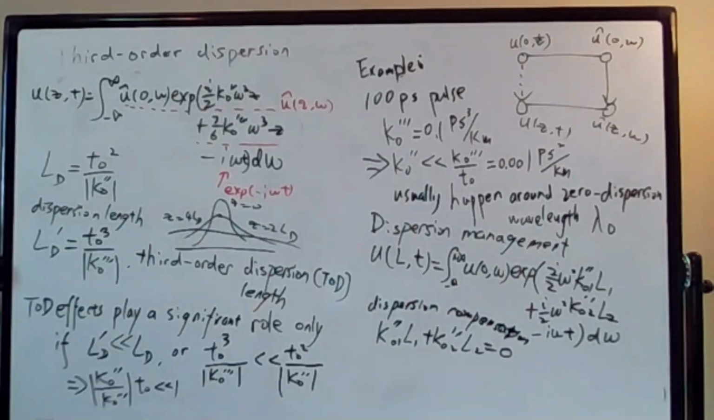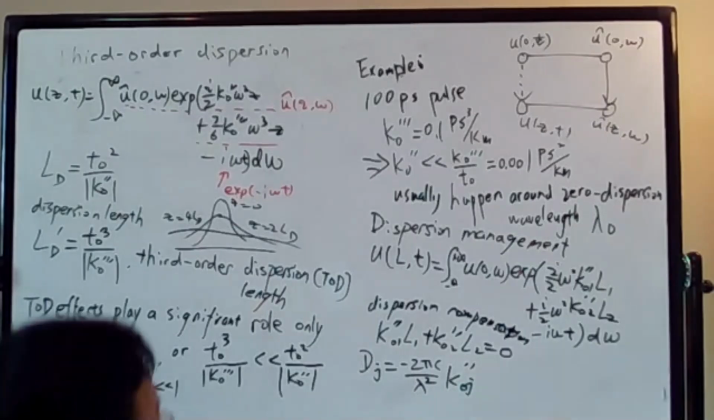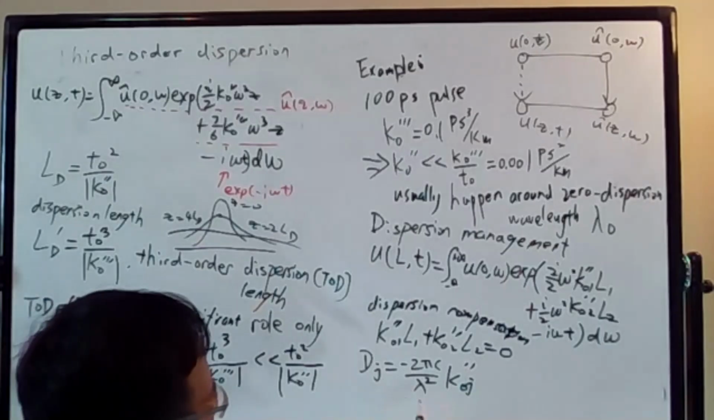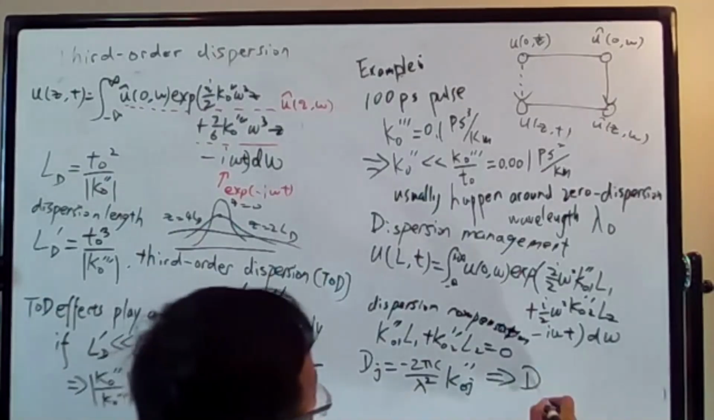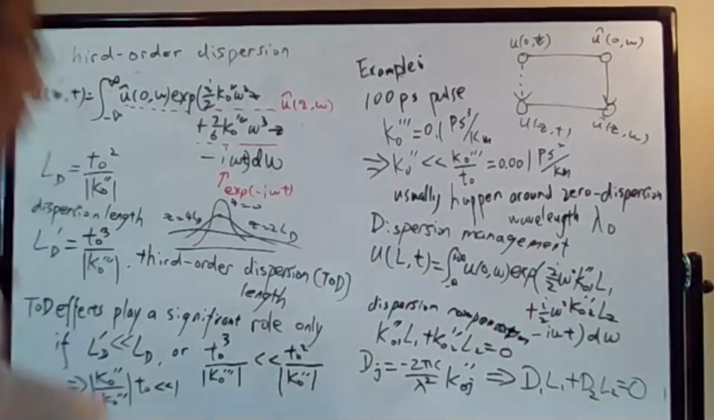And we also know that D_j, where j as a subscript could be 1, 2, 3, is negative 2 pi c over lambda squared times K0j double prime. Because there is a linear relationship between D and K, we can further write D1 L1 plus D2 L2 equals 0.